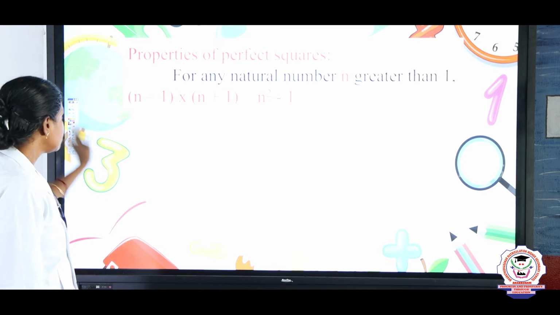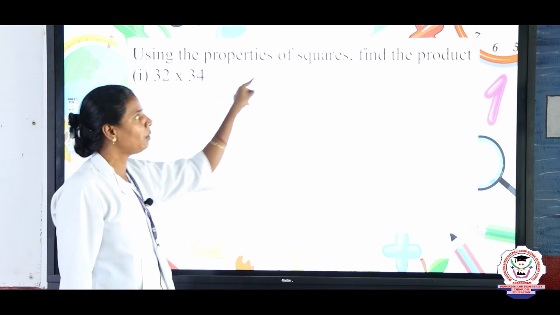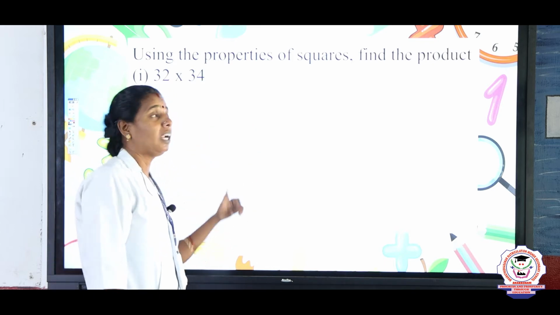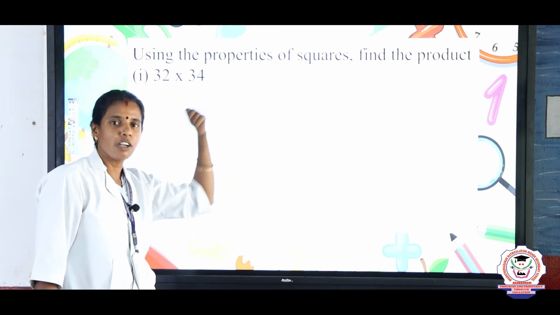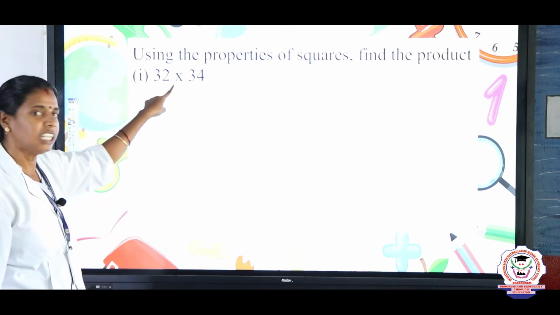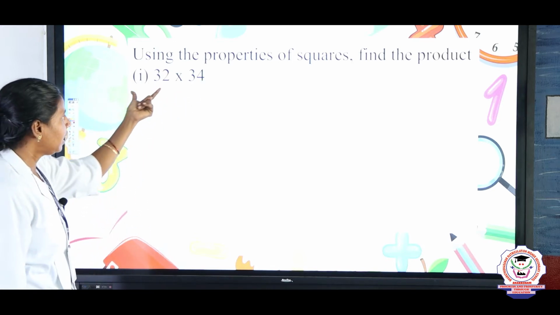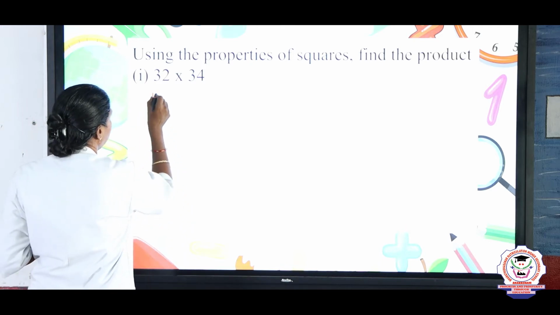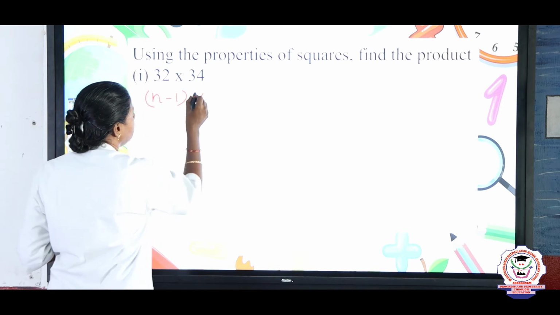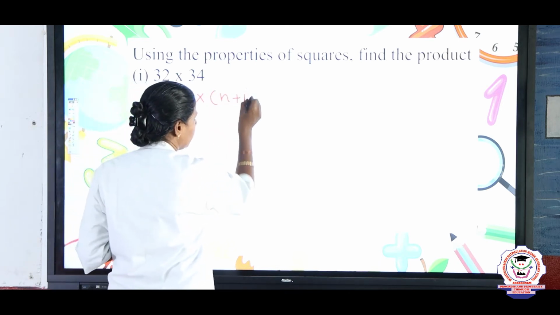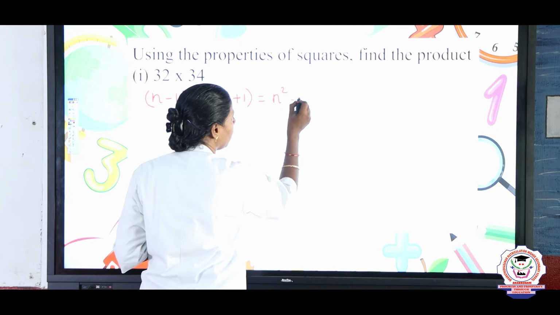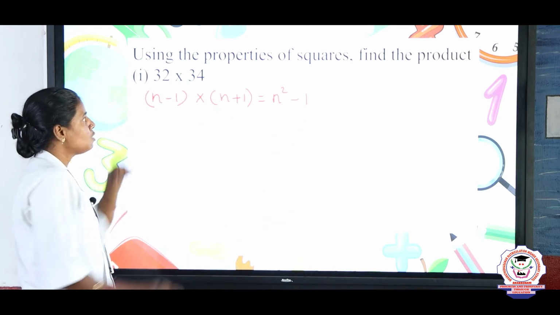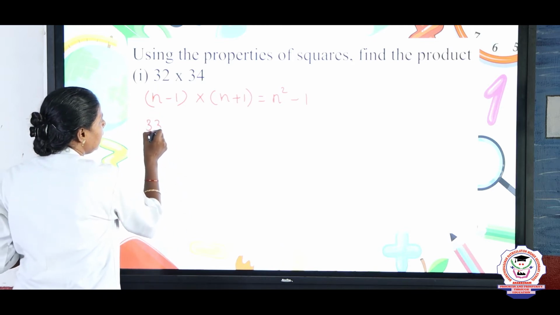See, the next exercise problem is: using the properties of squares, find the product. We already know how to find the product, but here we are going to use the properties of squares. 32 into 34. We can write these numbers in the form of n minus 1 into n plus 1, which gives n square minus 1, right? See, 32 and 34, how can I write them in this form?